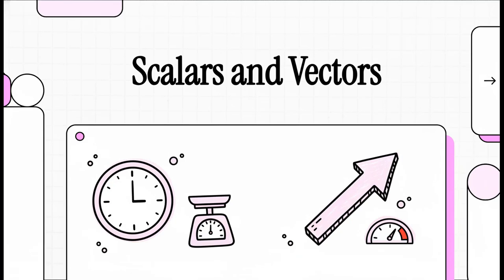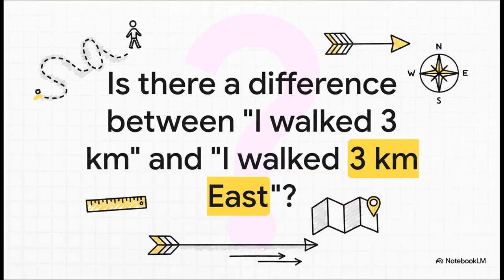Have you ever stopped to think about the difference between just moving and moving in a specific direction? Well, that simple idea is right at the heart of one of the most fundamental concepts in all of physics: scalars and vectors. And as you're about to see, getting this one thing down can honestly change how you see the world around you. So let's just kick things off with a question.